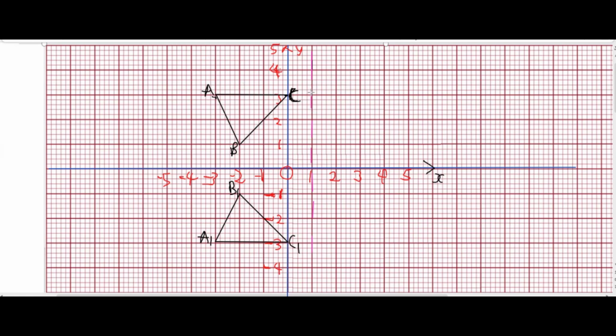So if you look at the line from here, how far away is object A from that line? That is 1, 2, 3, 4. So it will come to the right by that 4: 1, 2, 3, 4. So we'll put point A2 here. This is 1, 2, 3, 4. A2 will be here.